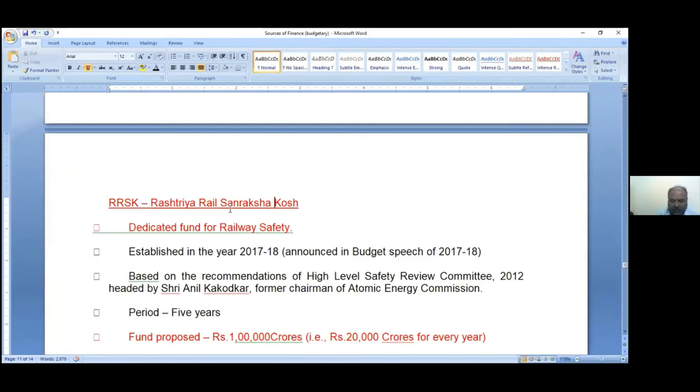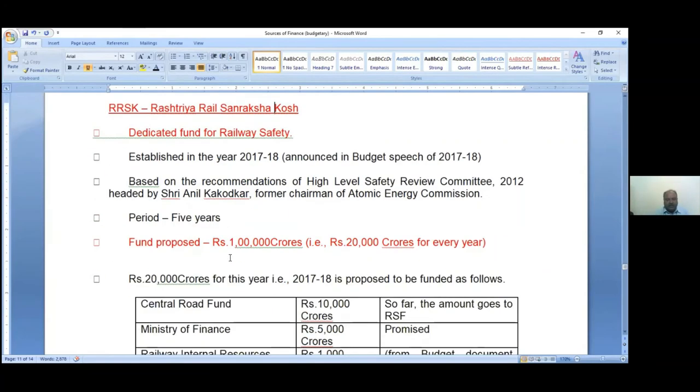RRSK stands for Rashtriya Rail Sanrakshak Kosh. This is a dedicated fund. It was established based on the recommendations of the High Level Safety Review Committee 2012, headed by the former head of the Atomic Energy Commission. RRSK is formed for a period of 5 years. That means next year is the terminal year, the last year. Almost 4 years have passed.